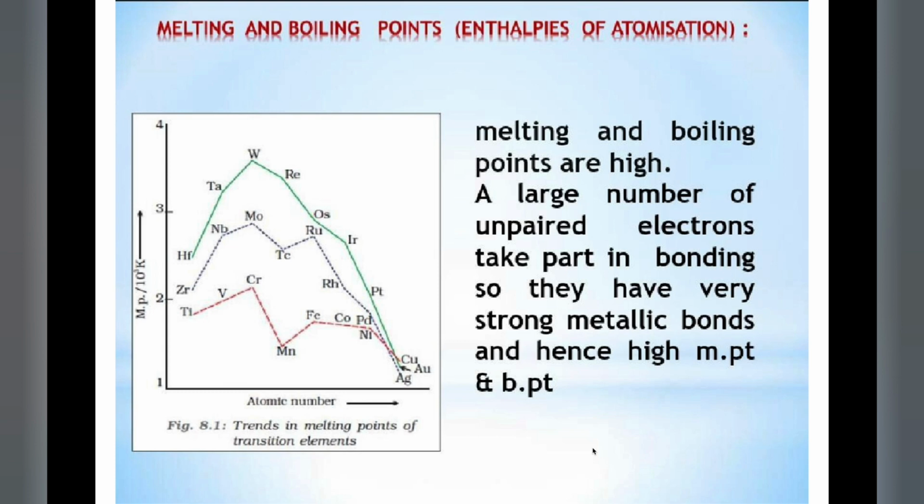A large number of unpaired electrons take part here in the bonding. So the metallic bonds are very strong. That is the reason why they have high melting and boiling points.